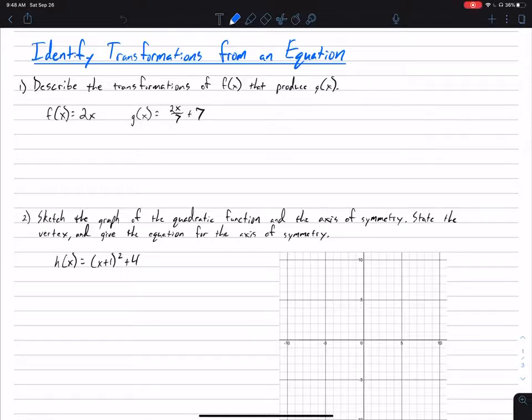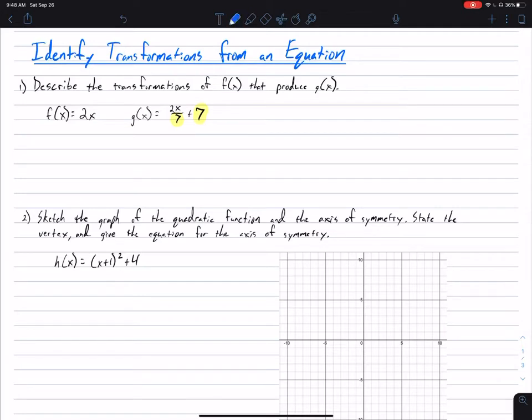In this video, we're going to identify transformations from an equation. So number one, describe the transformations of f of x that produce g of x. Originally we had f of x is equal to 2x, and we want to know how did we get to 2x over 7 plus 7. The new pieces are these 7s.